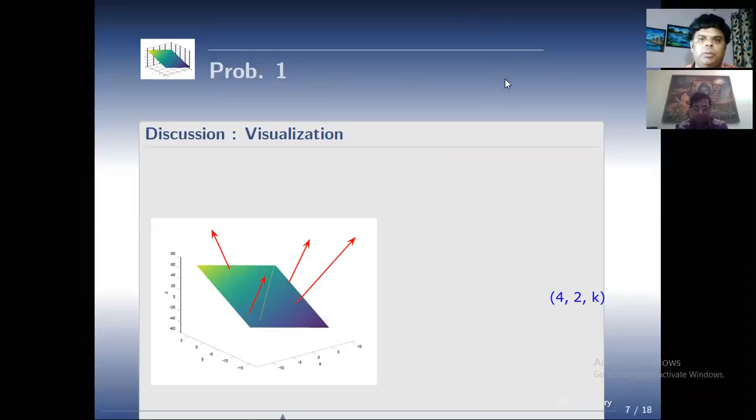So this is the visualization of the problem, and we are asked to find k such that this line is going to be fully in this plane. So how do you go about solving it?